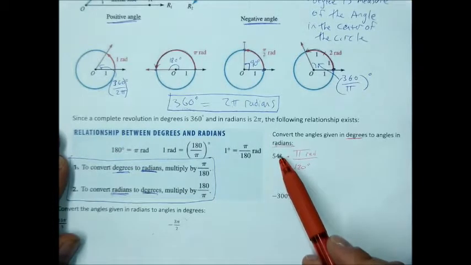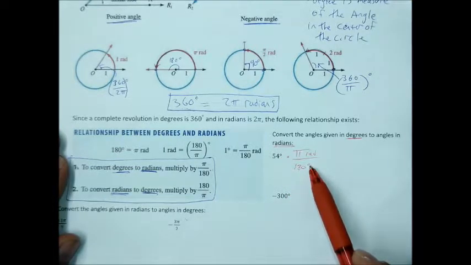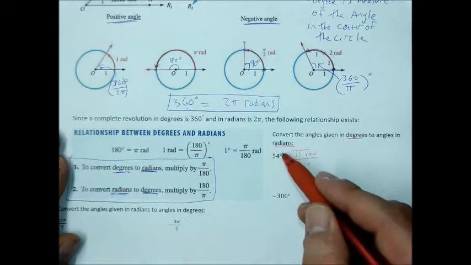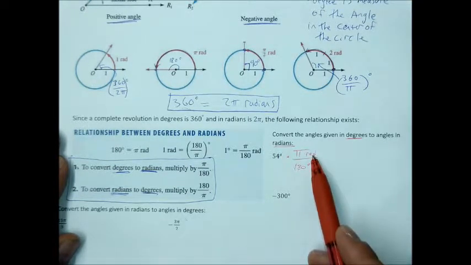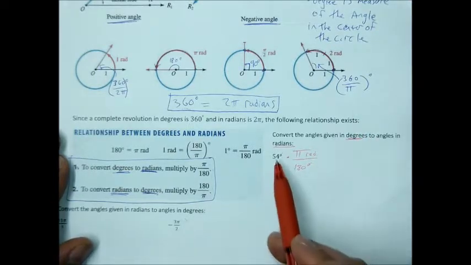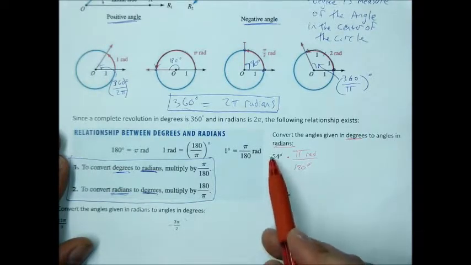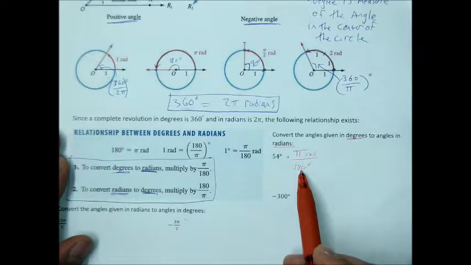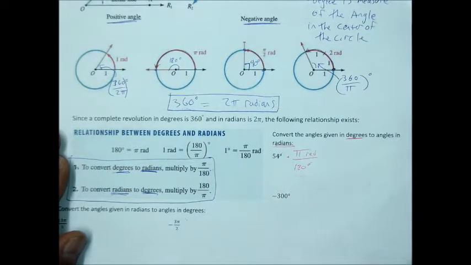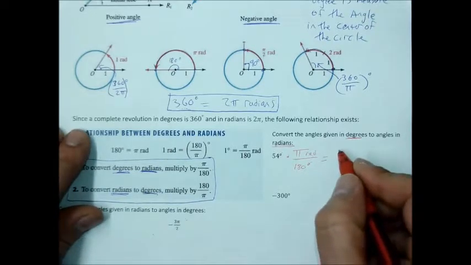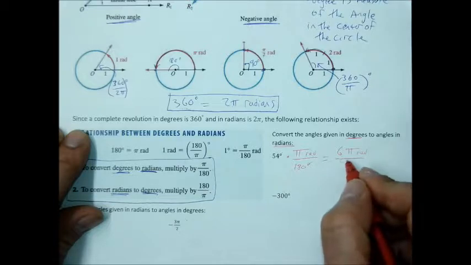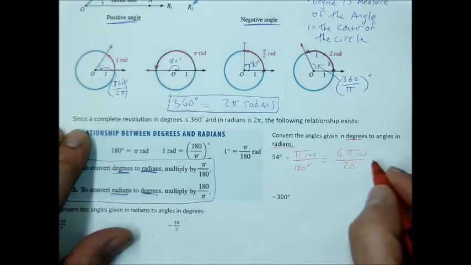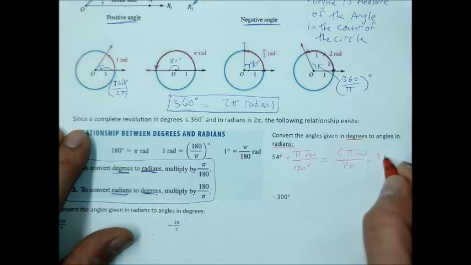And you can see that the degrees cancel. See how there's a degree in the bottom and a degree here? Those units end up canceling. And then we give it a pi and a radian. And of course we can simplify 54 and 180. They are both divisible by 9, for example. So this could simplify into 6 pi radians over 20. And now those two are both divisible by 2. And so this could simplify into 3 pi over 10 radians.